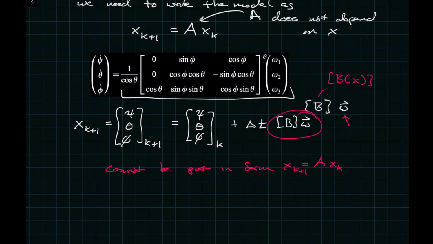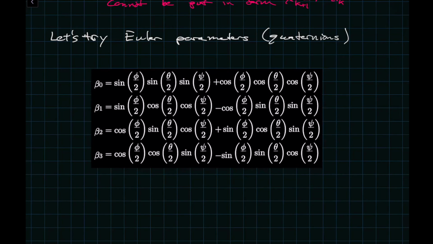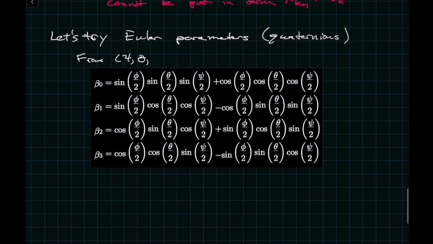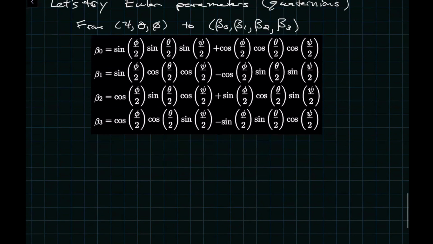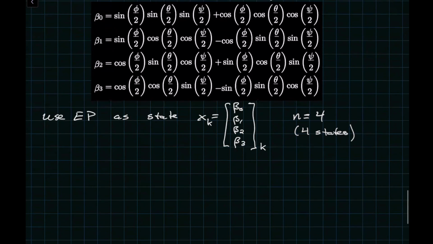Fortunately, we know other ways to represent the attitude other than the Euler angles. What's one that we've talked about? Yeah, quaternions or Euler parameters. Let's try those. And we can go from yaw, pitch, and roll to quaternions. Going from yaw, pitch, and roll to the 4 Euler parameters is given here: beta naught, beta 1, beta 2, beta 3. So if we use the Euler parameters as the state, I'll just write EP as the state. Okay, x equals beta naught, beta 1, beta 2, beta 3. Well, let's say x_k is that at time k. Notice our state is now bigger. The dimension of the state, n, is equal to 4, because there are 4 states.